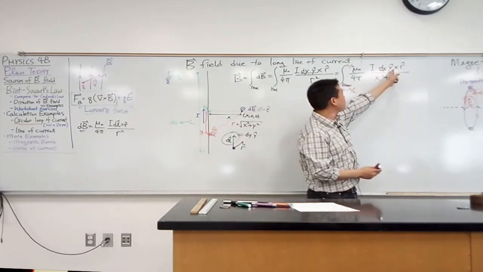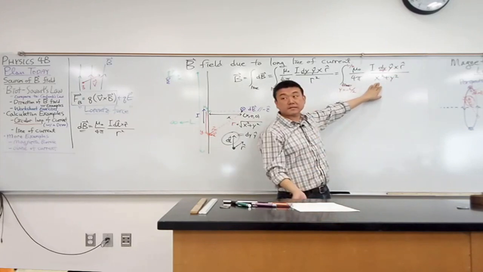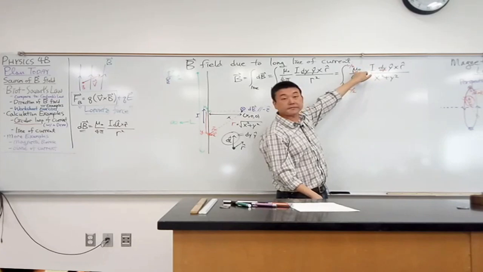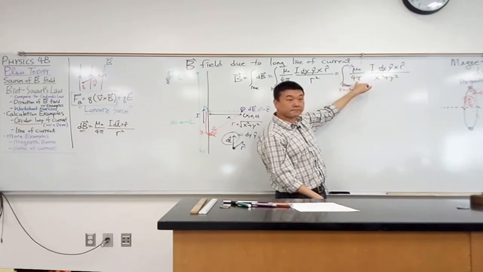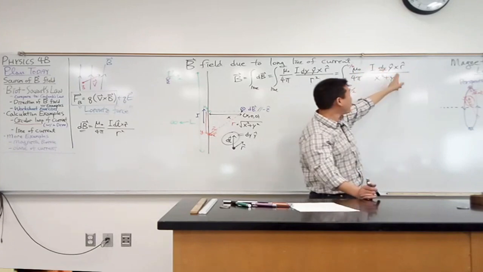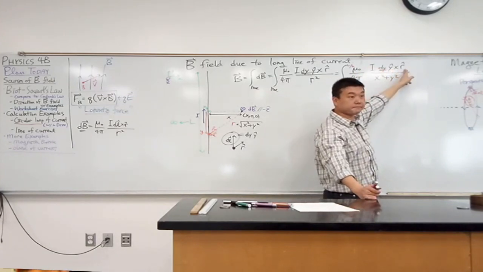So I have this y hat here, x. For each of the quantities, tell me if I can pull it out or not. Can I pull out mu naught? 4 pi, I, dy. I'm assuming no. Y hat. Okay, r hat.